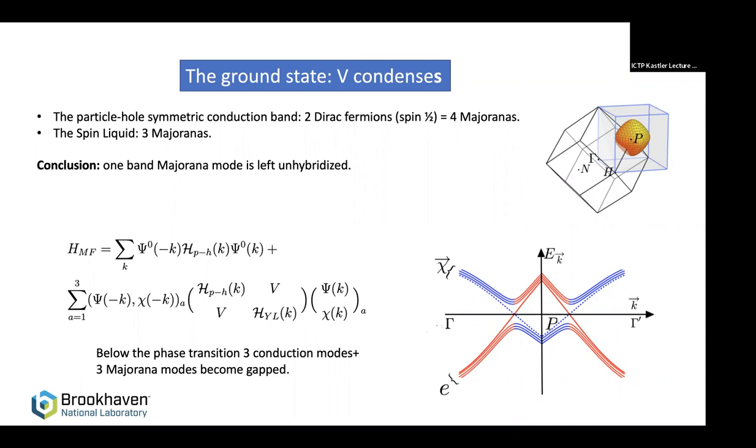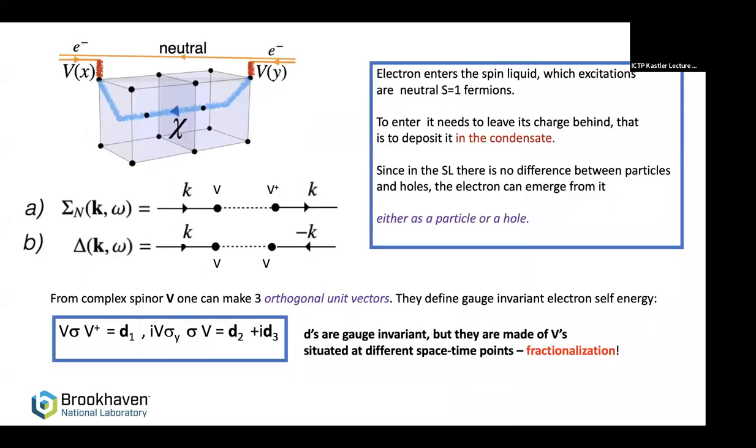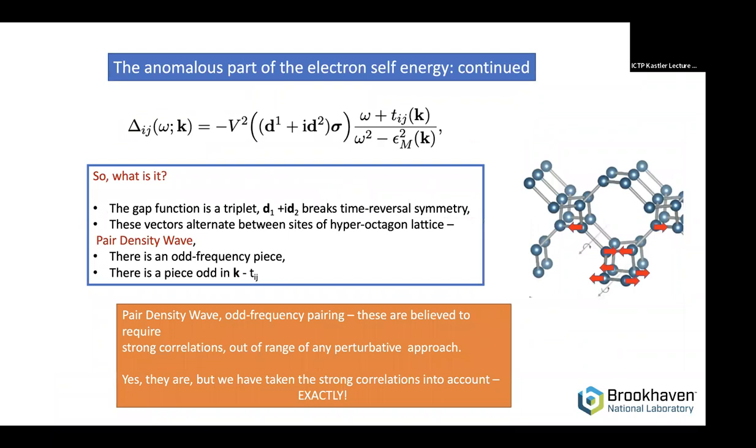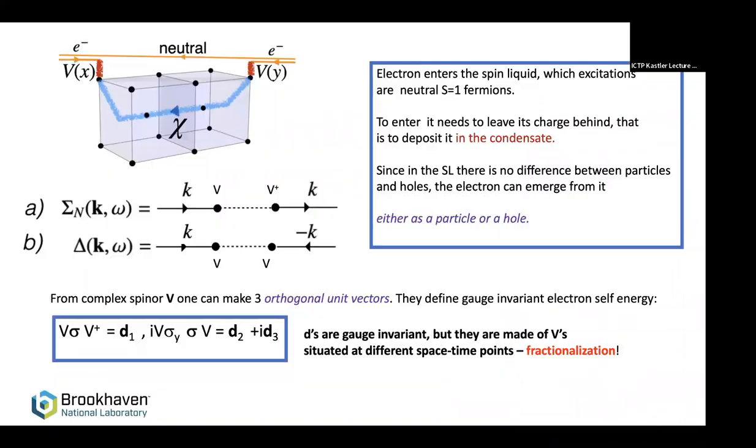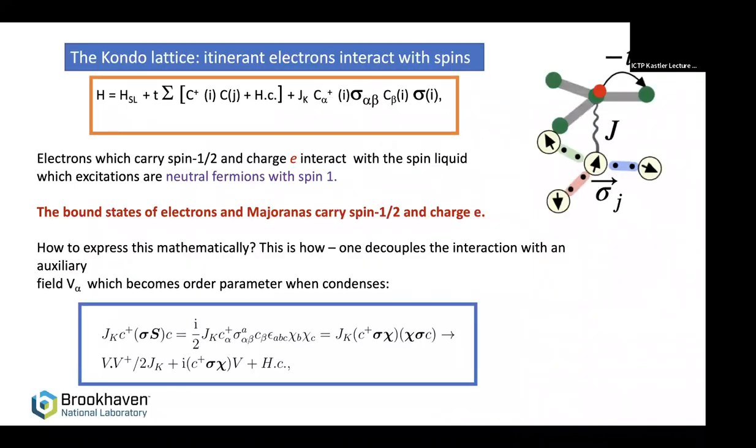Just show the formula for V again, for your bilinear condensate. This one? No, for V in terms of the electrons and the Majoranas. Here it is. Aha. So it carries spin 1/2. Yes. So you break spin rotation symmetry spontaneously too. It will break the spin rotation symmetry, yes, absolutely right.